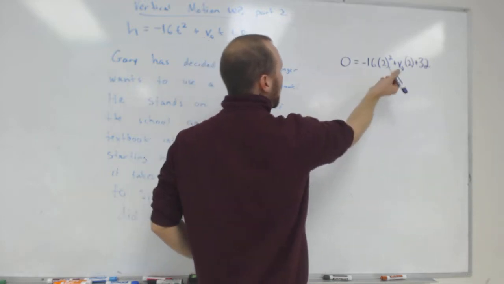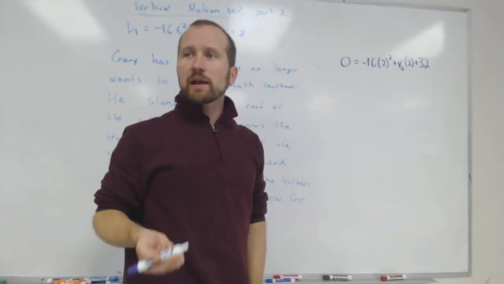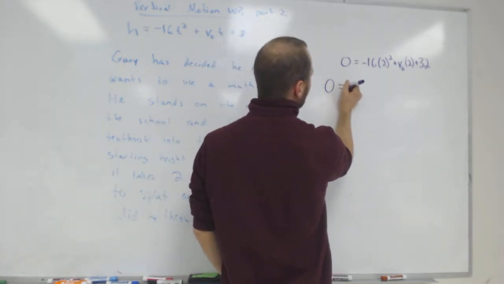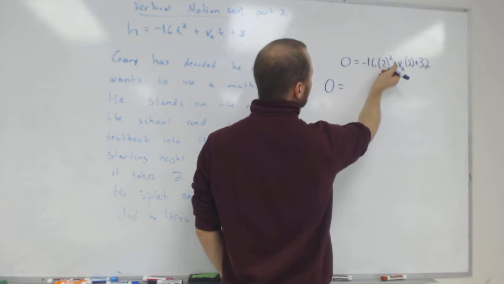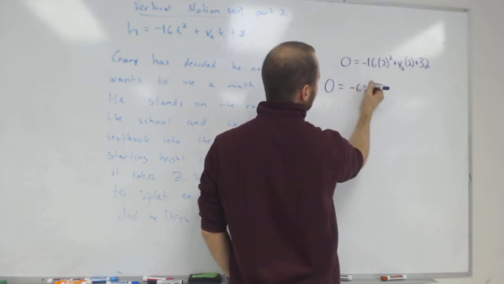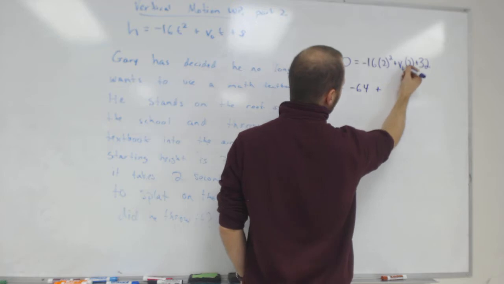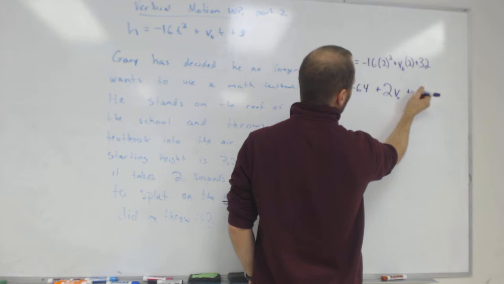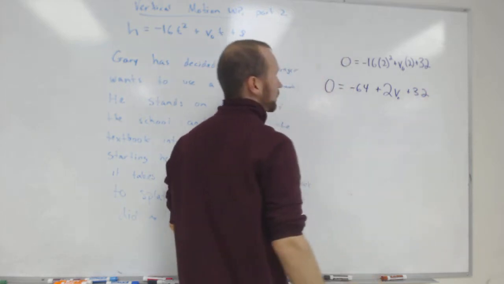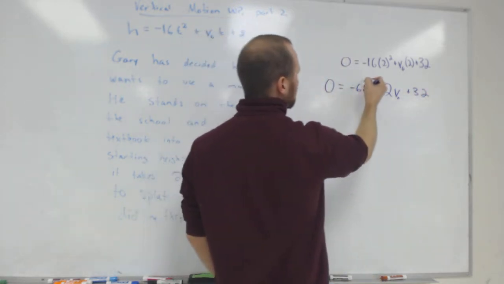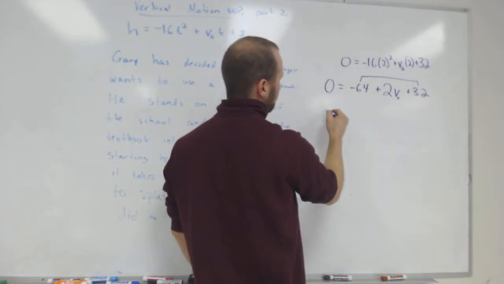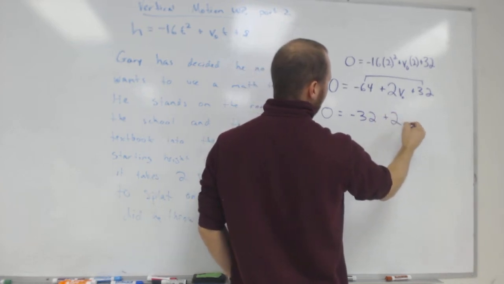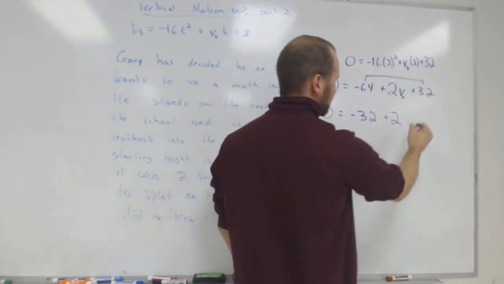Right? So now, if I simplify this, you're going to realize that this is not a quadratic. It's just a linear equation, because there's no square. 0 equals, there's no squared anymore. Negative 16 times 4, that's just negative 64, plus 2 times V0 plus 32. So I'm going to combine my like terms. Negative 64 and 32 is negative 32.